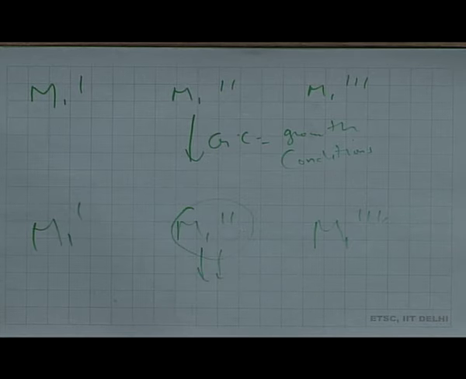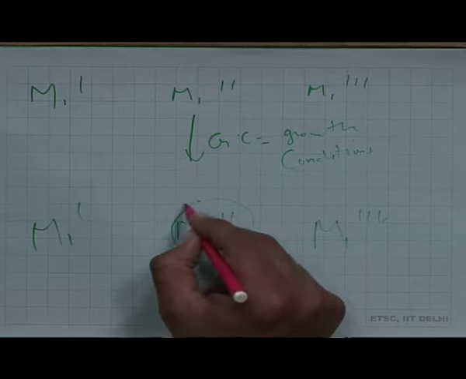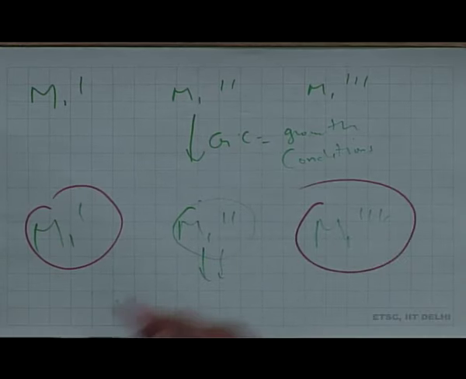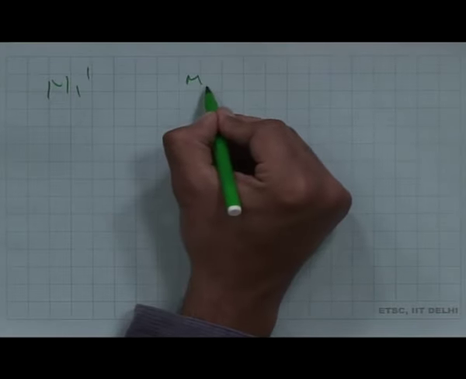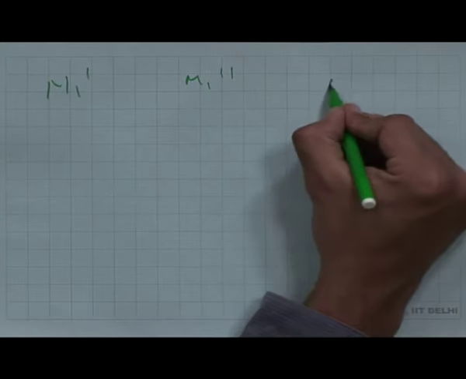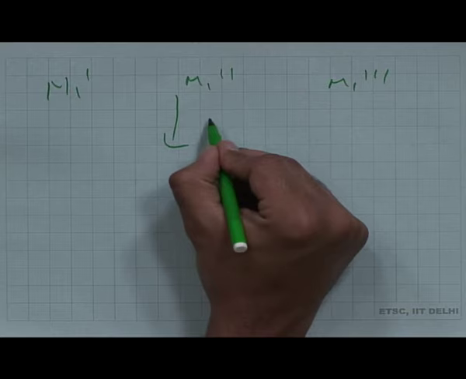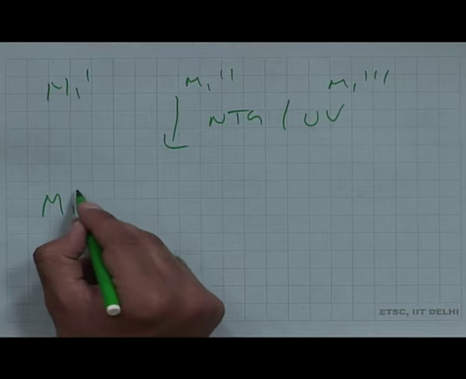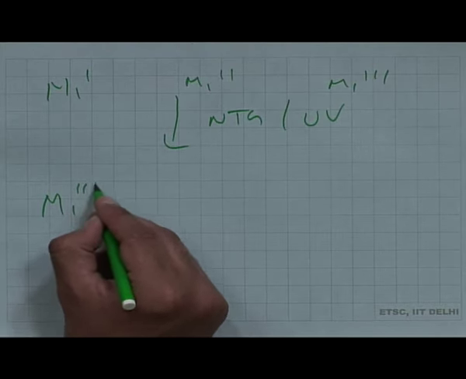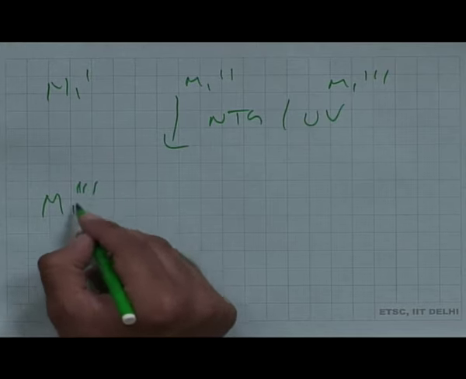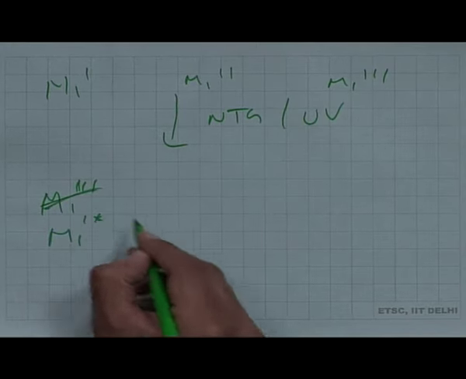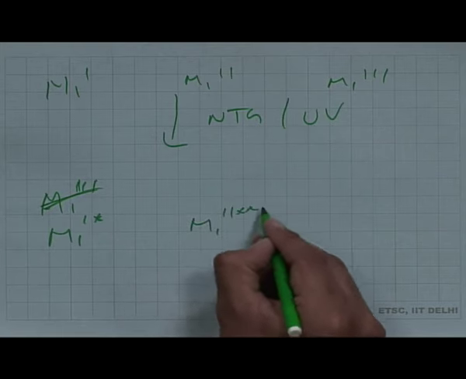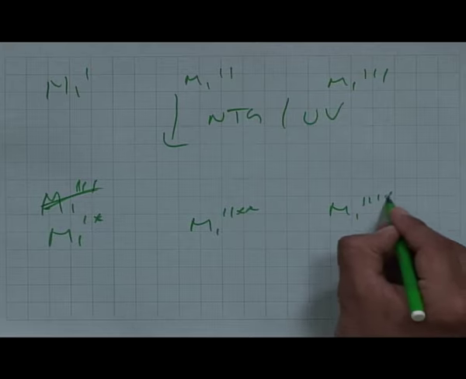But in many cases, it can also happen that not only one is doing good, but for instance this one and this one are both doing good, so we need to proceed with both. Now you again do it with NTG or UV, and it will lead to production of M1 dash star, M1 double dash double star, M1 triple dash triple star.